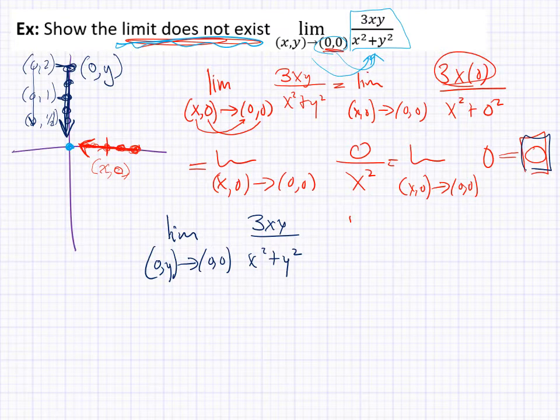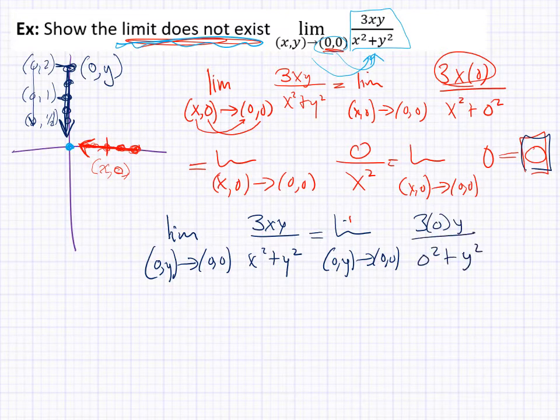If I do this one, I'm going to let x be 0, so I have the limit as 0 comma y approaches 0, 0 of 3 times 0 times y over 0 squared plus y squared. What you end up getting here is the limit, it's right over here, the limit as 0 comma y approaches 0, 0 of 0 over y squared.